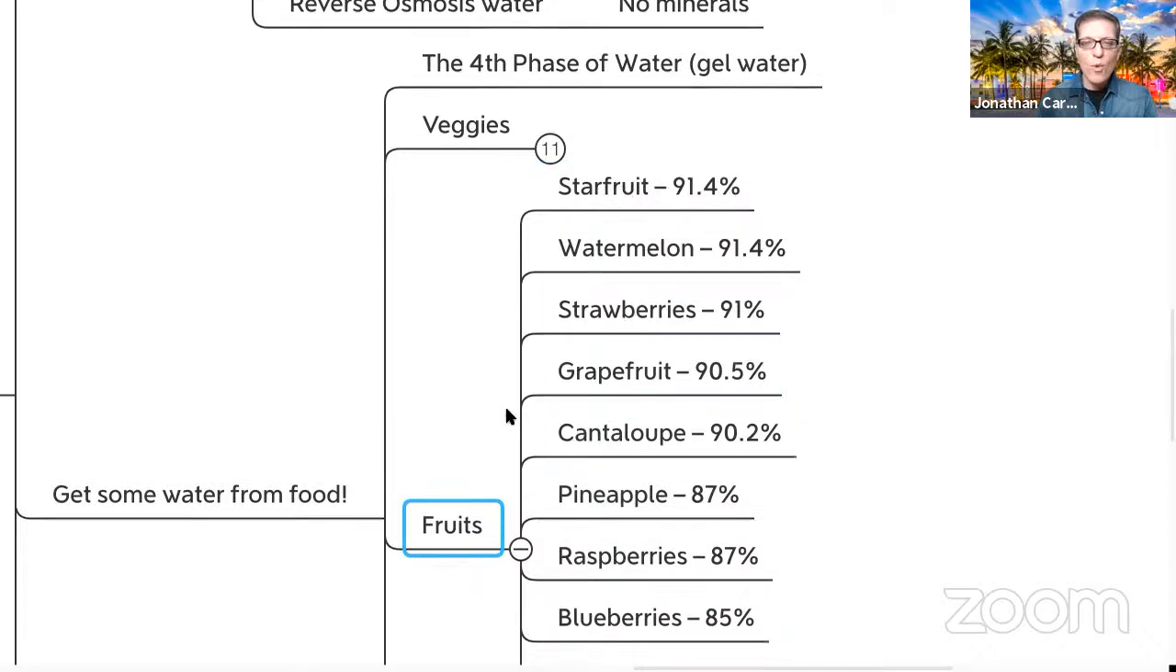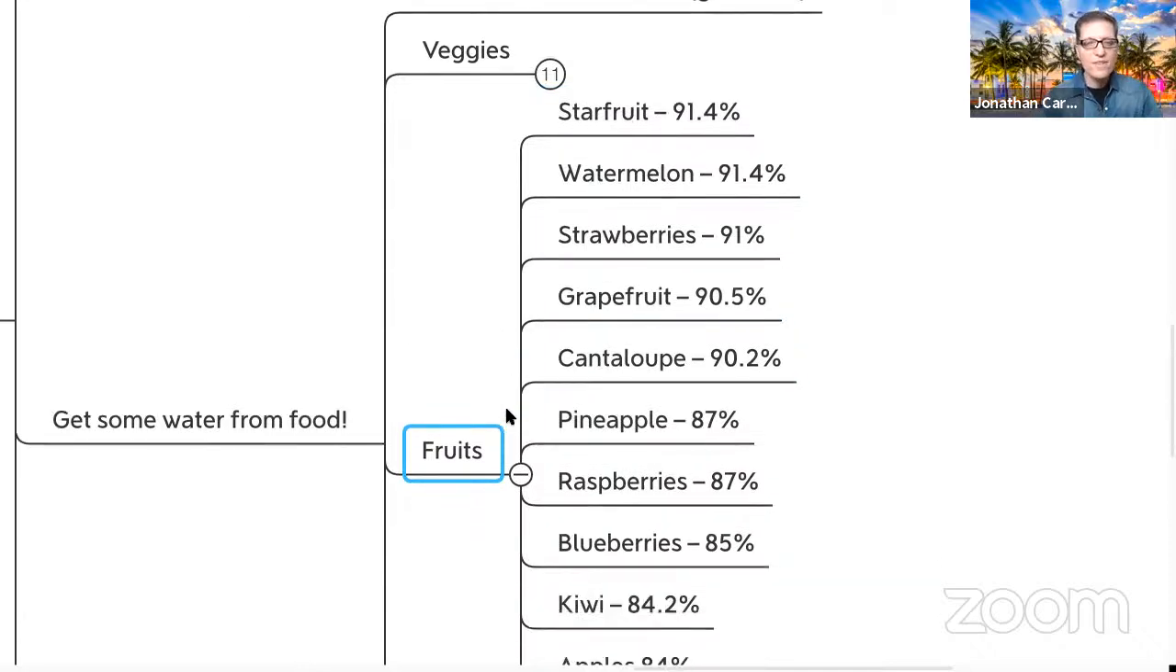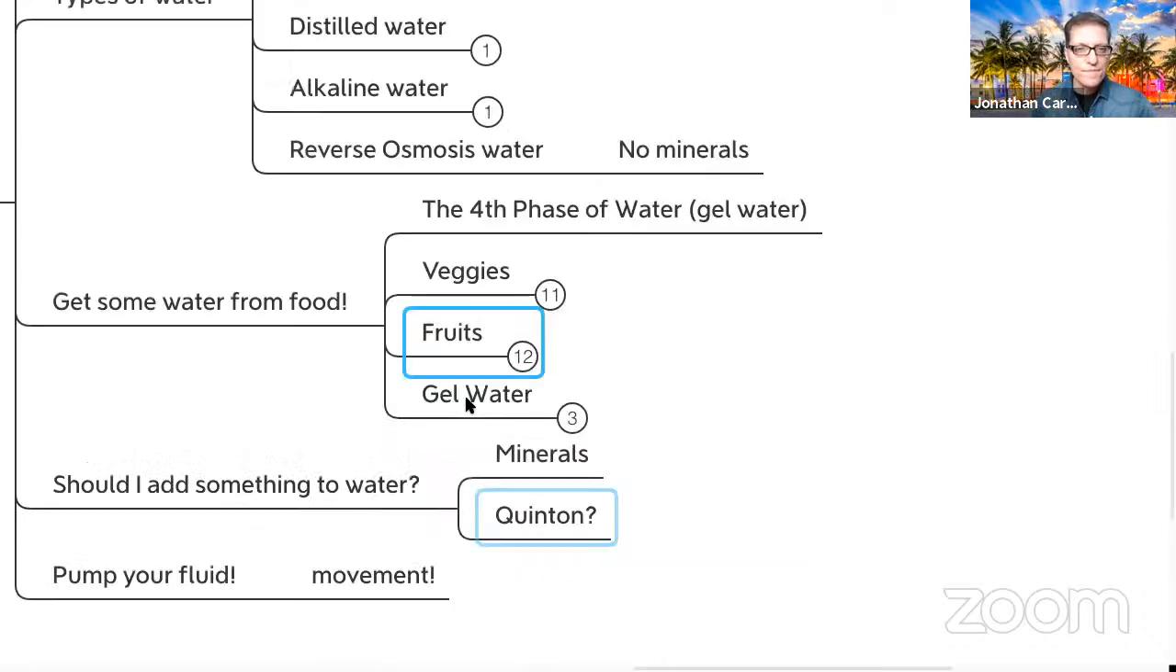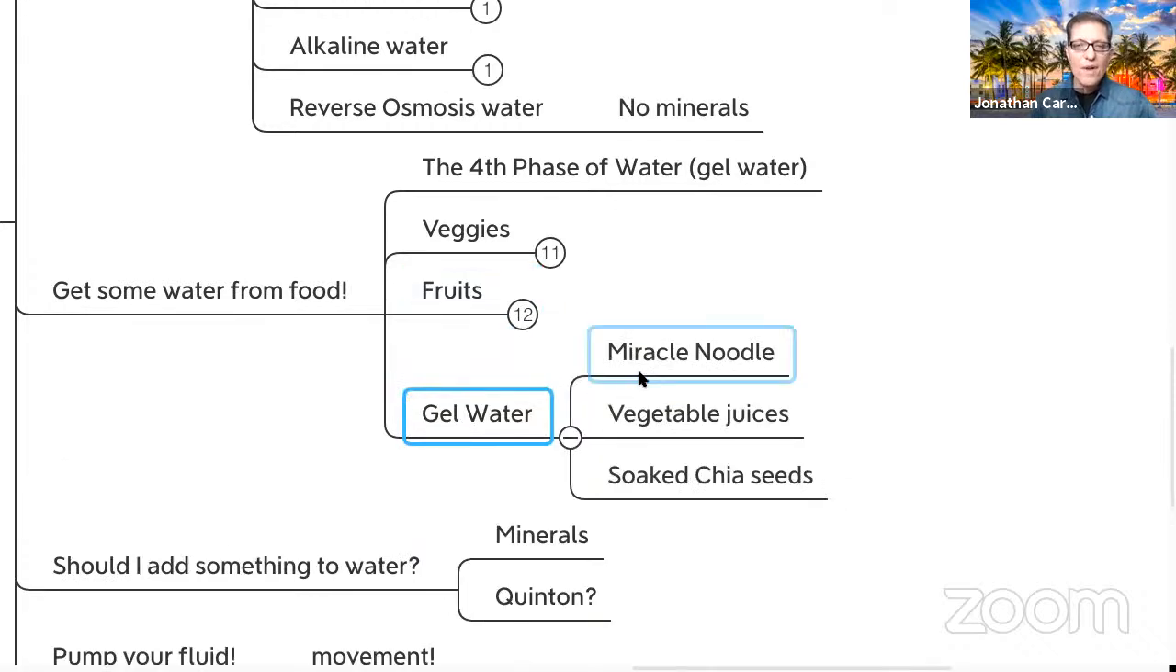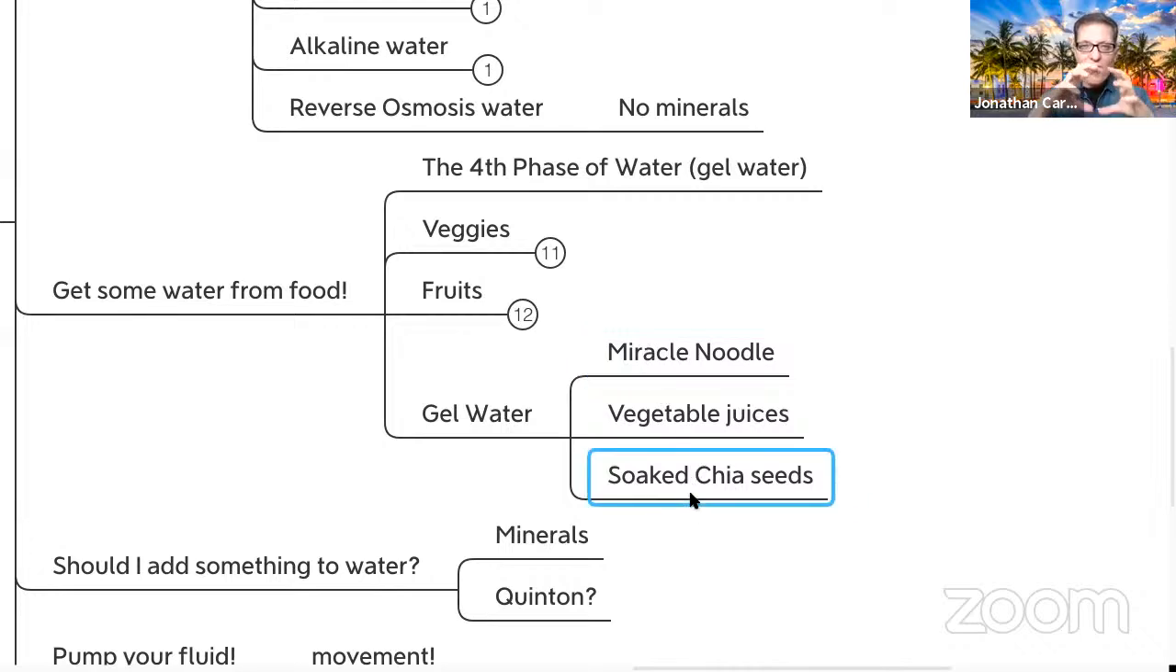These are some very high water content fruits: starfruit, watermelon, strawberries, grapefruit, cantaloupe, pineapple, all near 90% water. And then you can structure your own water. Obviously, soaked chia seeds, even miracle noodle is 97% water. Chia seeds soak up the water and form a gel around the seed. Well, basically, that is structured. That's the gel water. Miracle noodle also contains gel water.